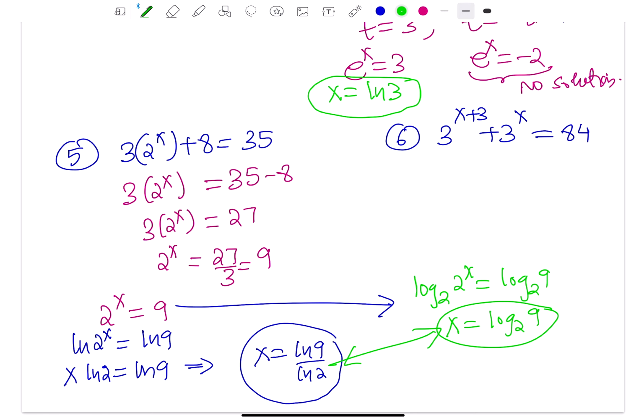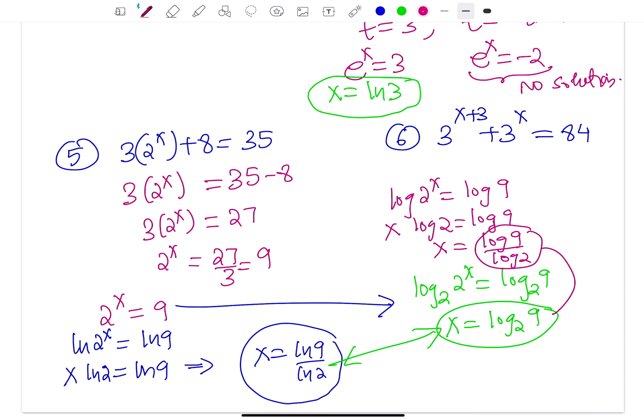And we could also do common log, which is log to the base 10, on both sides. In that case, it would become log to the base 10 of 2 to the power x is log of 9. So x log of 2 is going to be log of 9. X would be equal to log of 9 divided by log of 2. Again, which is the same thing as the previous two forms. So all of them are equivalent using the change of base formula.